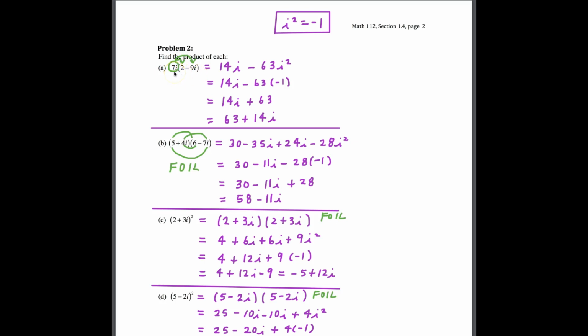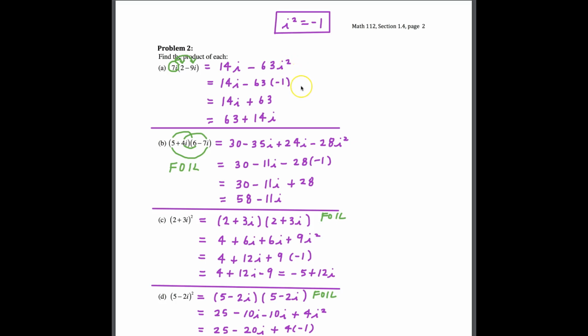Well, you're familiar with how to handle this. You just have to distribute that 7i. So it turns out to be 14i, and then 7i times minus 9i is negative 63i squared. Do not forget the i squared part. The square is very important.